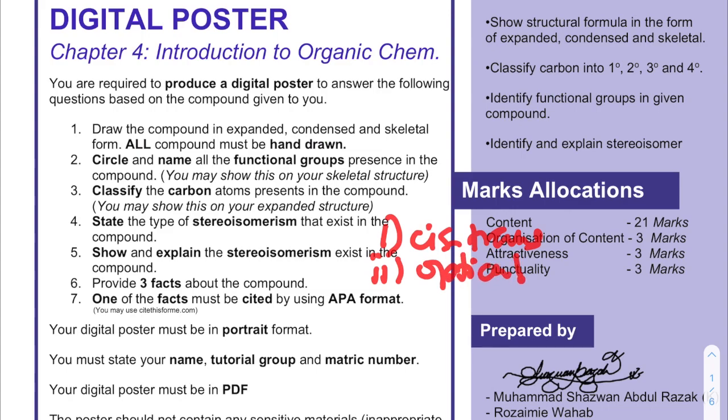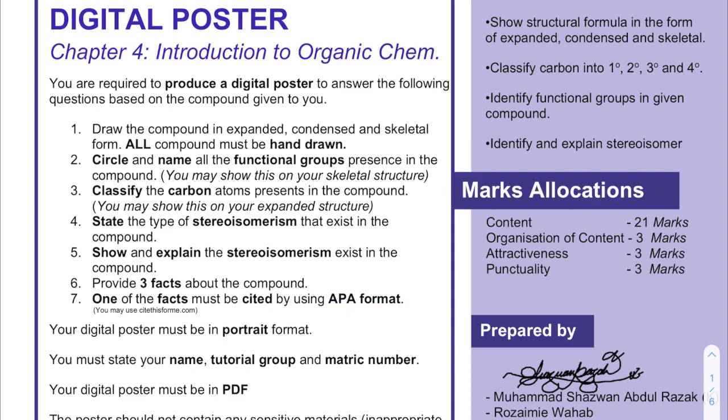For the case of show, for the cis-trans, you have to circle which part exhibits the cis-trans. For the optical, you have to label the chiral carbon with a star. To explain the stereoisomer, you have to look at the requirement. Question number 6, provide 3 facts about the compound, and 7, one of the facts must be cited using APA format. Actually the questions are only until 6, but make sure there are at least 3 facts, and at least one of the facts must be cited using APA format.